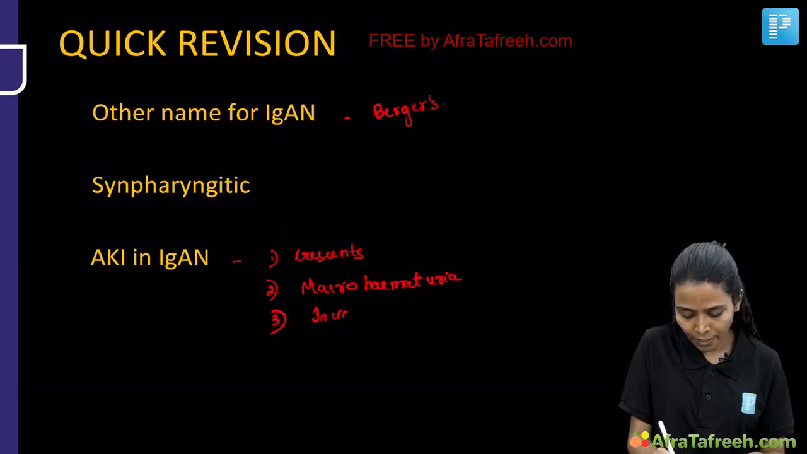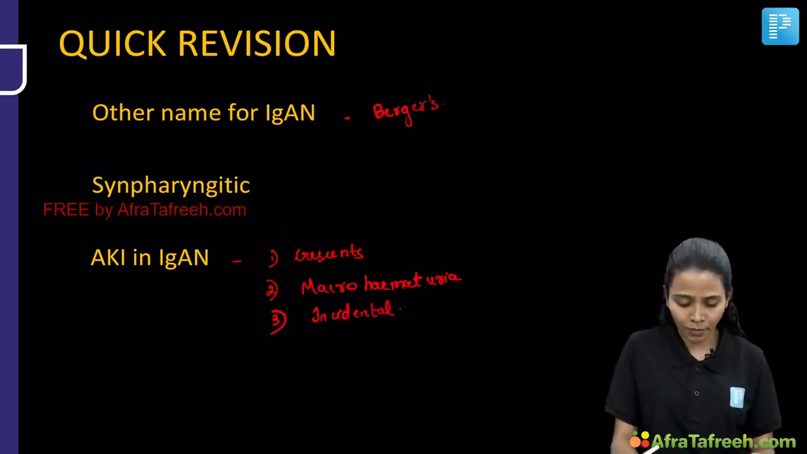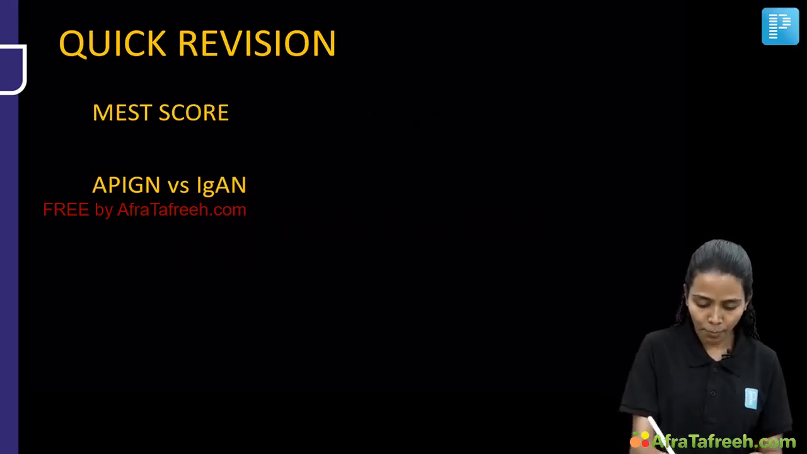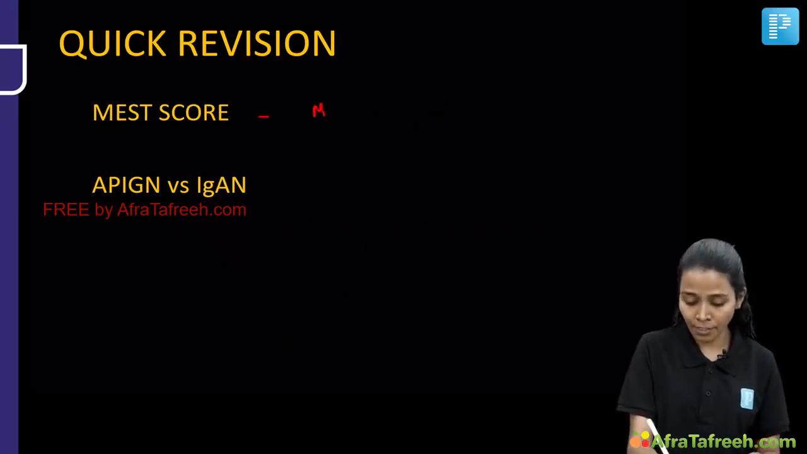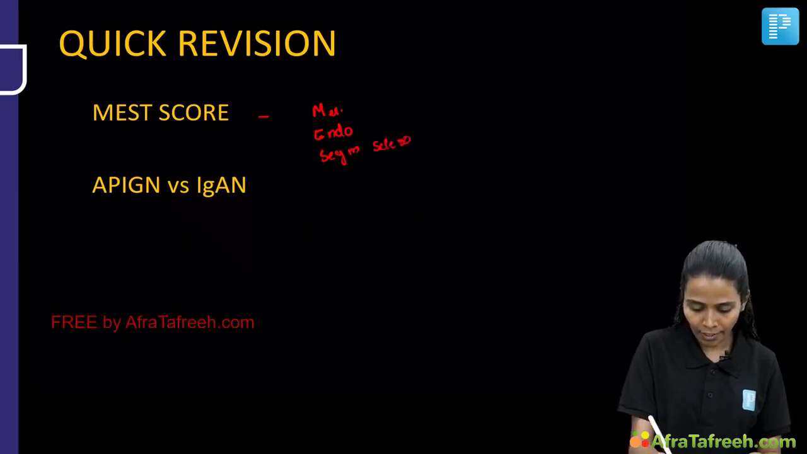So if it is crescents, you treat it as RPGN. If it is macrohematuria, it is supportive treatment. MEST score is nothing but mesangial hypercellularity, endocapillary hypercellularity, segmental sclerosis, and tubular atrophy and interstitial fibrosis. Now the addition is C, that is crescents.